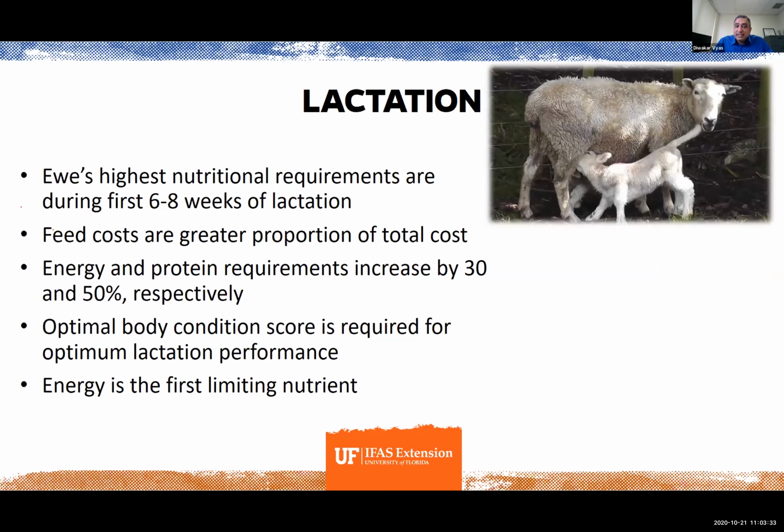So the highest nutrient requirements will be at around the first 6 to 8 weeks of lactation. Feed cost, now this is an expensive component of the production system. The feed cost will be the greater proportion of the total cost in this phase, because we're spending on concentrates, and we're spending on very good quality forage. Energy and protein requirements increase by 30 to 50% respectively as compared to gestation. An optimal body condition score is required for optimal lactation performance. And again, in this phase, just like late gestation, energy is the first limiting nutrient in lactation.